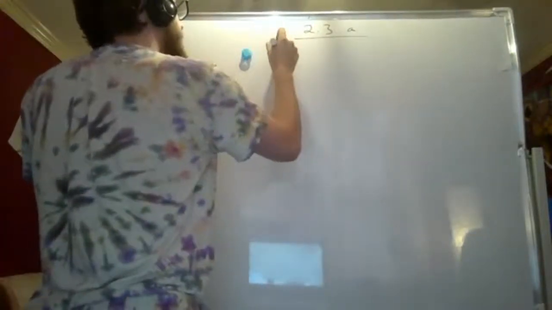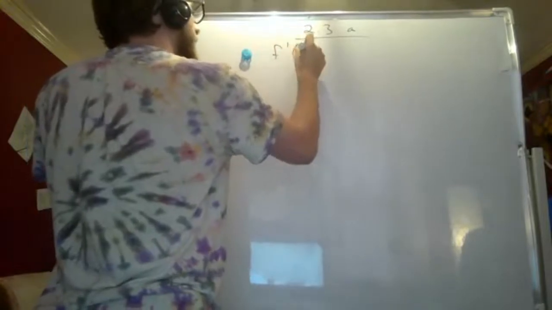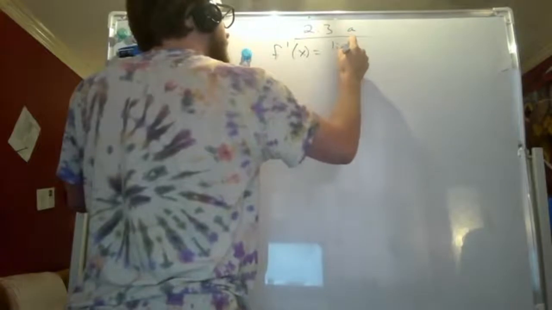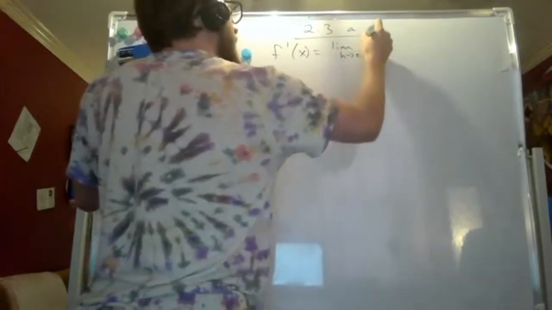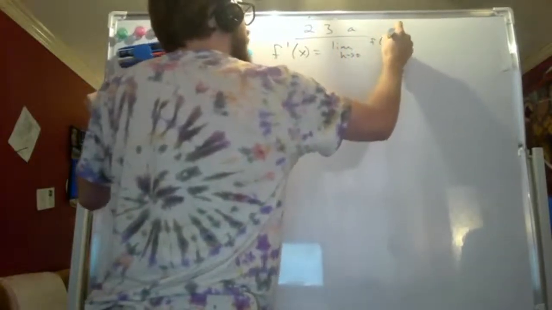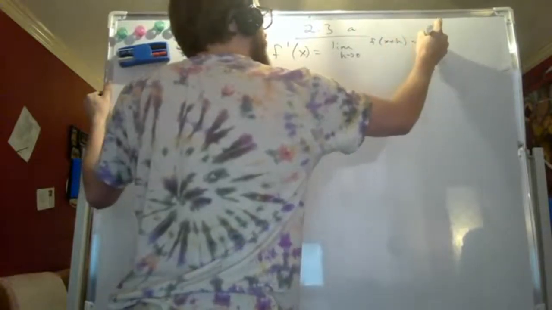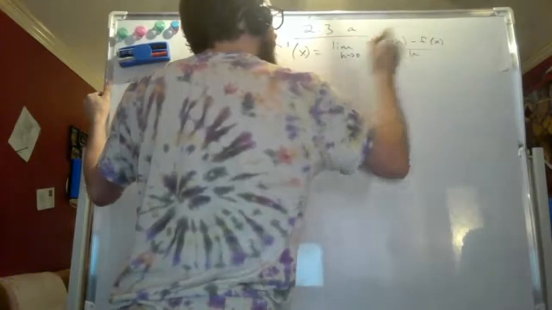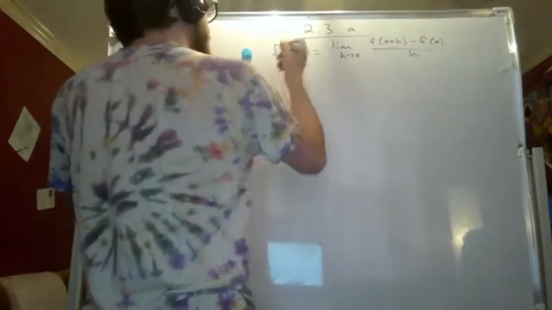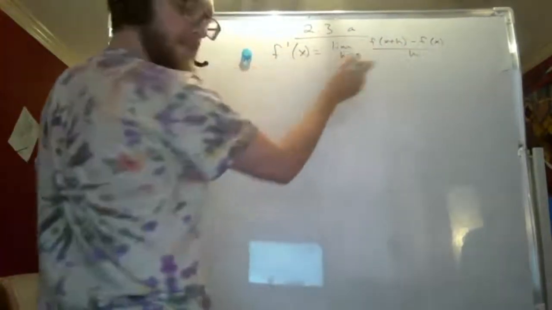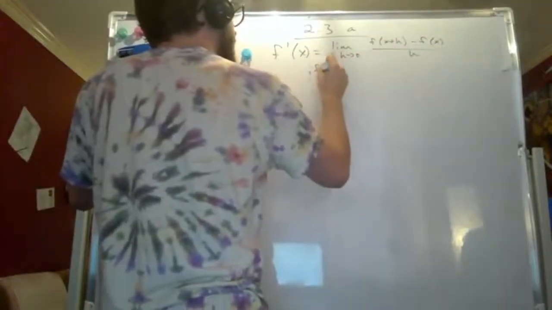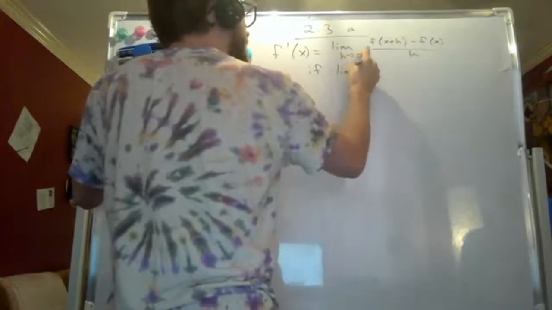So let's recap. We already know that we have this definition. f prime of x is equal to the limit as h goes to 0 of f of x plus h minus f of x, all divided by h. And so we say the derivative is this value, the resulting value of this limit, if the limit exists.